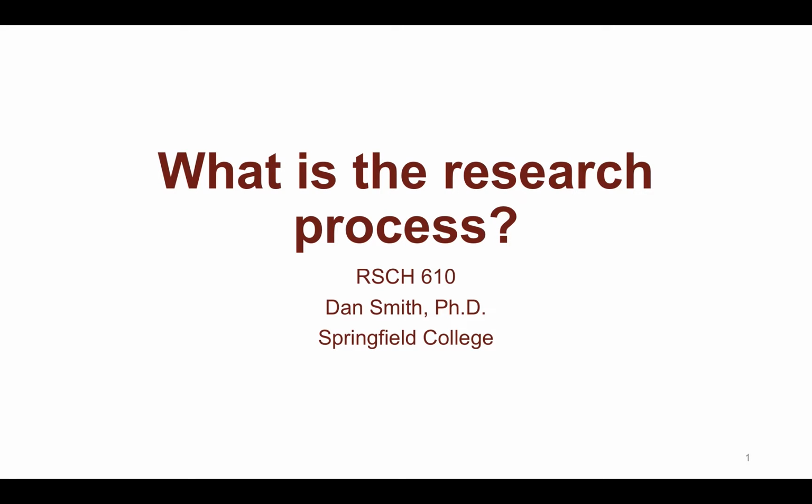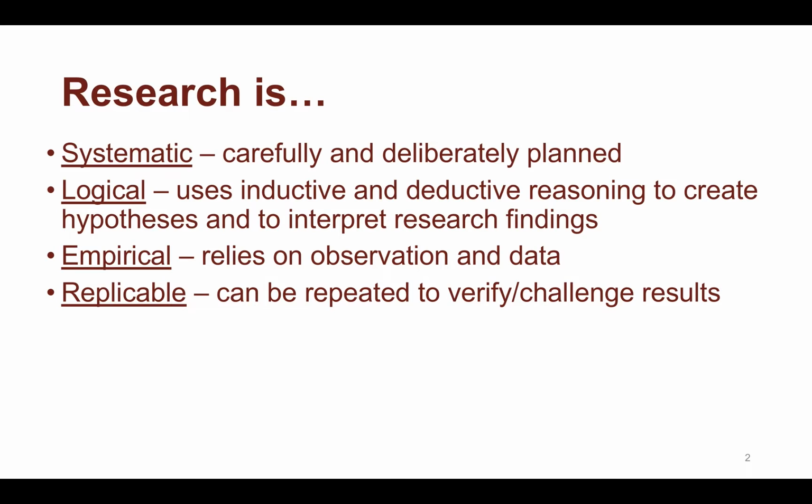In this video, I'll talk about the research process. Here are some characteristics of research. Research is systematic, so it's carefully and deliberately planned. That's in contrast to some of the ways that we gain insight that I talked about in the previous video, such as intuition, trial and error, tradition, authority. Research, unlike those, is carefully planned, systematic.